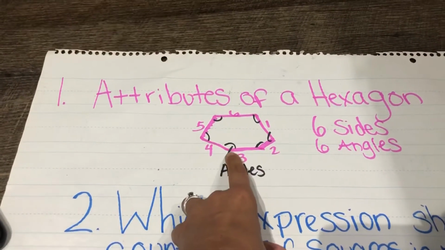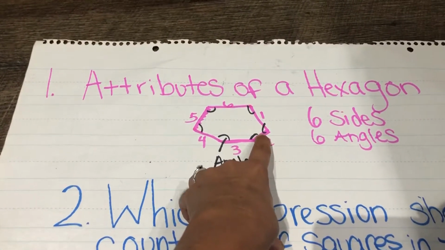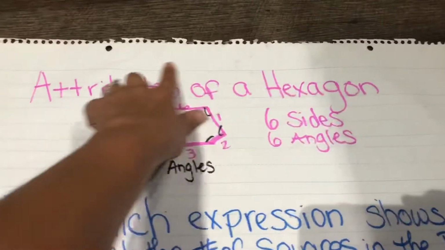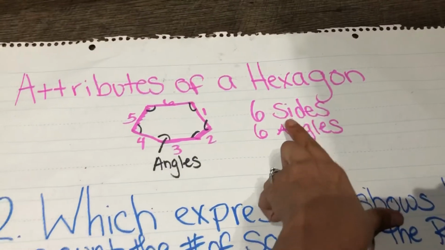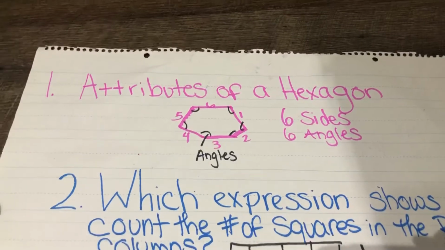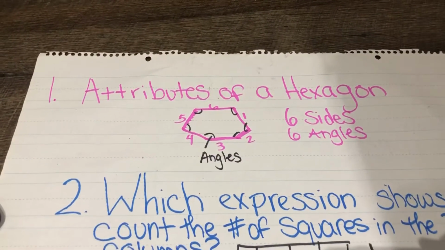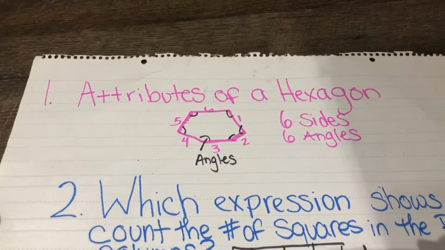It also has 6 angles. That's the inside part where the 2 lines meet. So attributes of a hexagon would be 6 sides, 6 angles. I'm going to need you guys to get a piece of paper to solve the rest of these. Pause it until you have a paper.